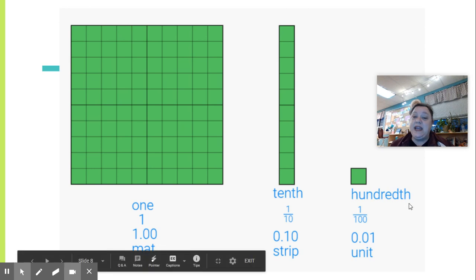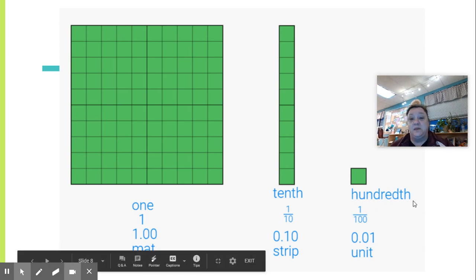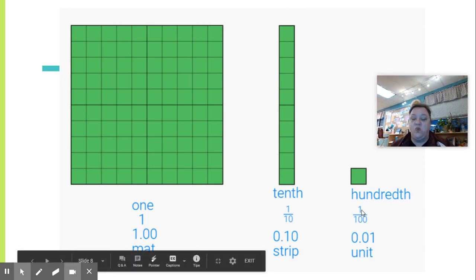But when you're writing it, if you have to write the place value of something and you put 100 when it's supposed to be hundredth, that's completely different. Just like $100 is totally different than 1 penny. And hundredths are like a penny. 1 over 100 would be the fraction. 0.01 would be the decimal.